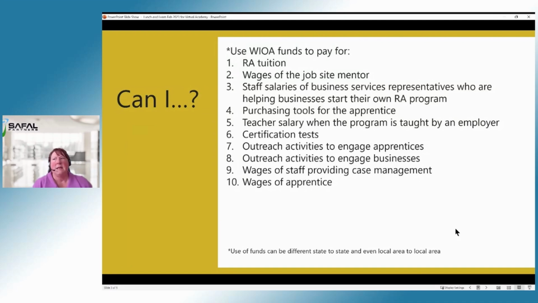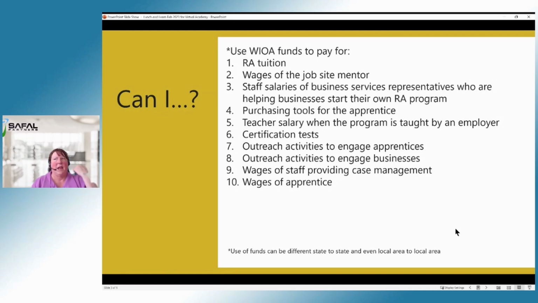We want to make this easier and easier on our businesses because it is business that drives having a registered apprenticeship program. If you have a registered apprenticeship program at a university or community college or wherever, maybe a community based organization decides to do one, if you don't have an employer involved, you don't have a registered apprenticeship program, right? We all know that.